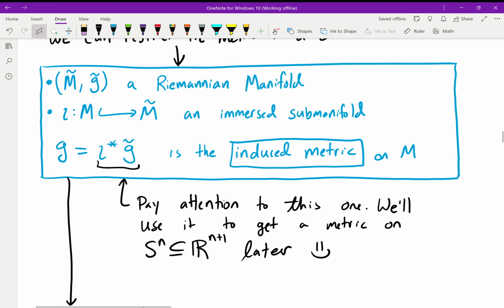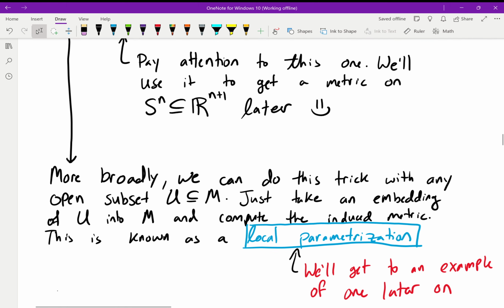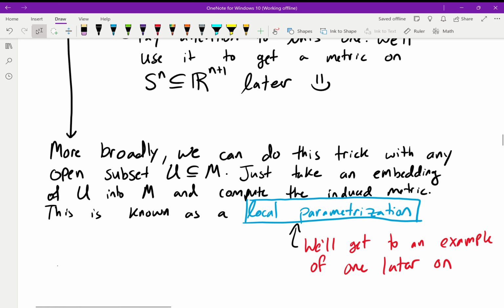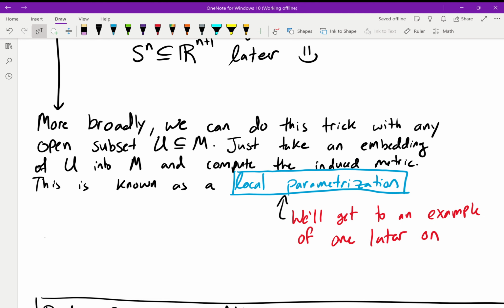More generally, you can actually do this with any open subset of your manifold. This is what's called a local parameterization, where again you just take an embedding of your open subset into the manifold and then take the pullback of the metric. And again, that will be useful to us as we start constructing some of these metrics later on. In fact, most of the things in these sections are how we can build metrics, because as you might imagine with some manifolds, it's not entirely obvious how we can do that. So if we have a way to construct it from other ones that we understand better, that would be fantastic.